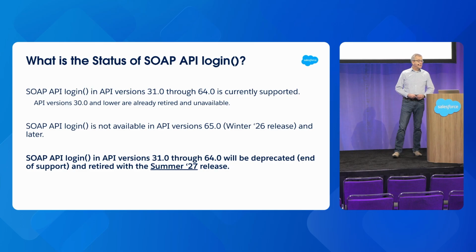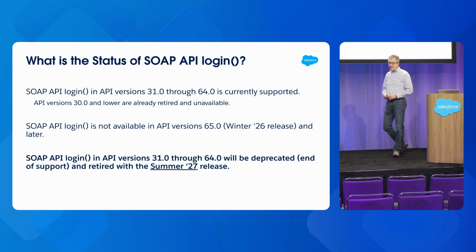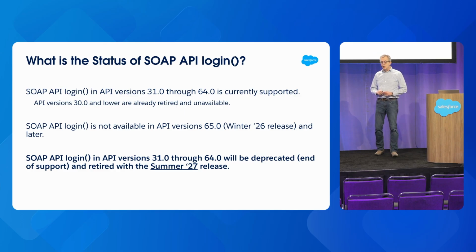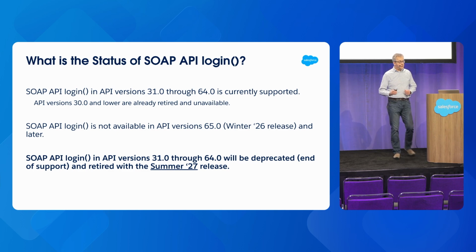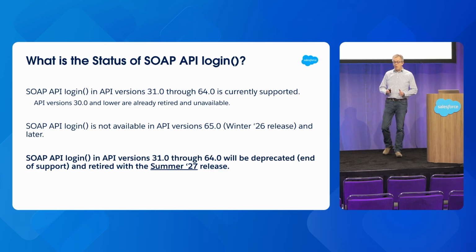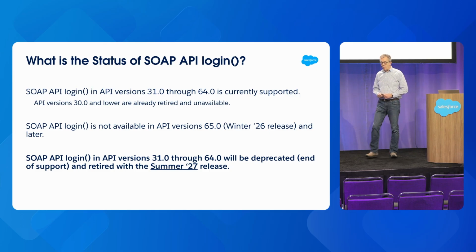All API versions less than 30 have already been retired and therefore they're not available. However, SOAP API login is not available in API versions 65 onwards. So we've stopped making it available in new releases of the platform. And those existing versions where it's supported, 31 through 64, it's going to be both deprecated and retired with the summer 25 release, which is basically next year.